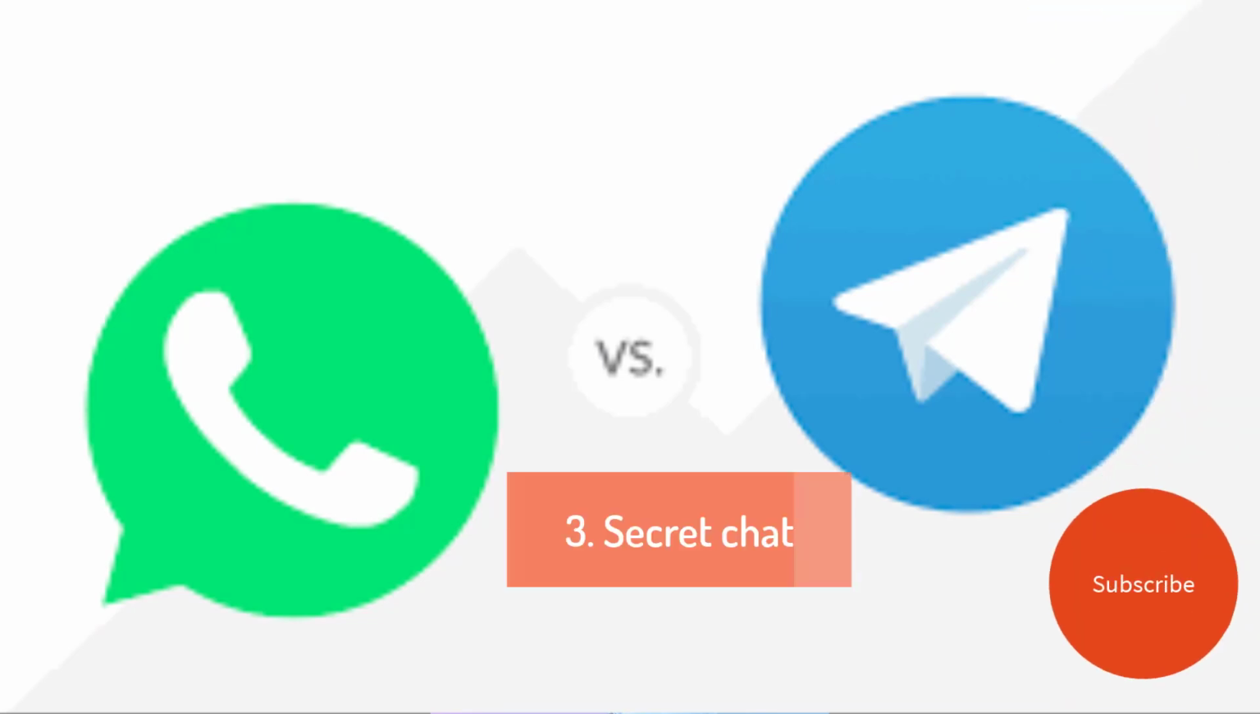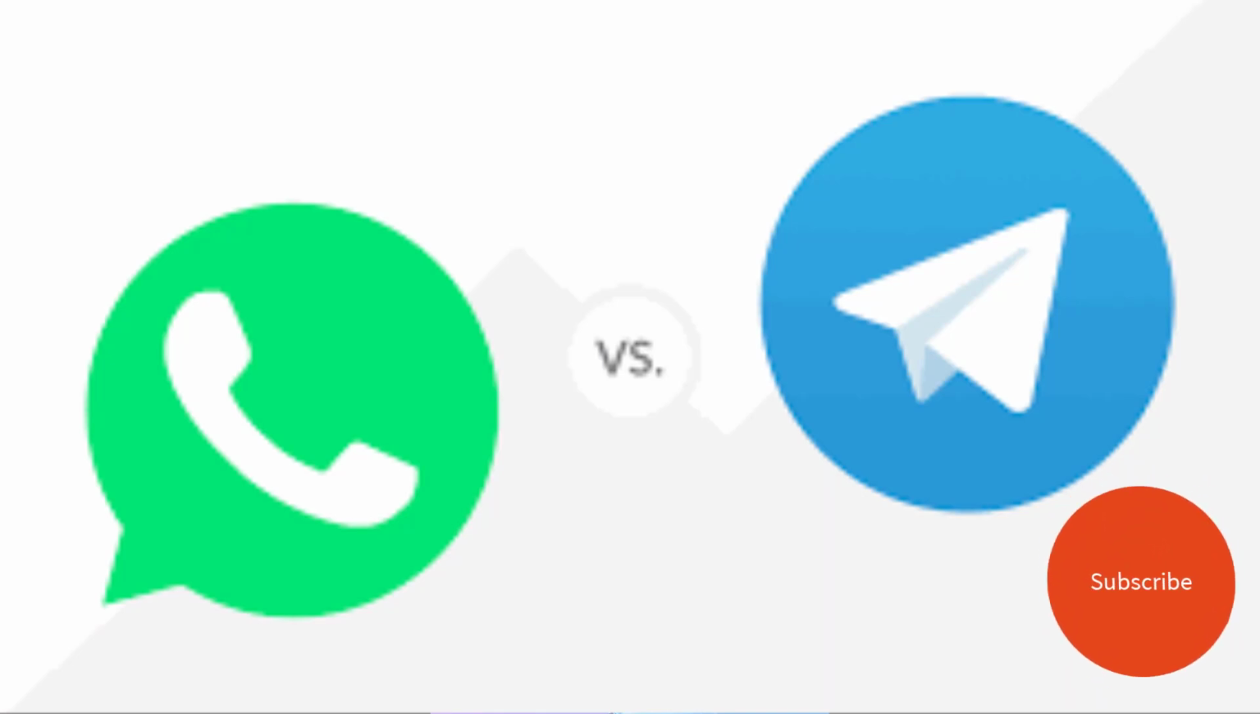And the third feature is secret chat. Yes, you can use the secret chat service in Telegram, in which you can chat with a specific person secretly, and if you set the time, it will automatically be deleted from your chatting. But this feature is not available in WhatsApp up to now.